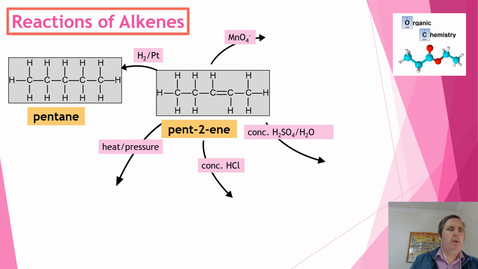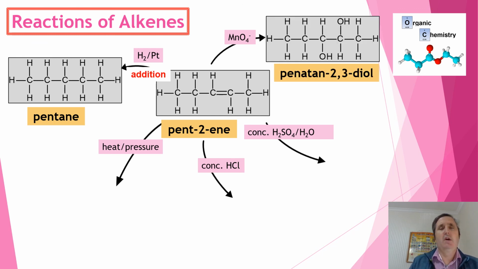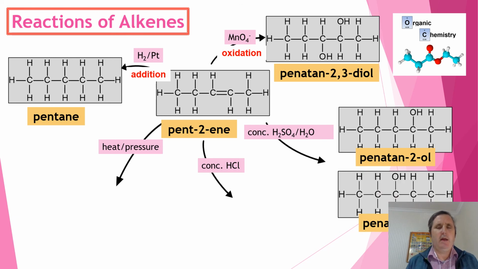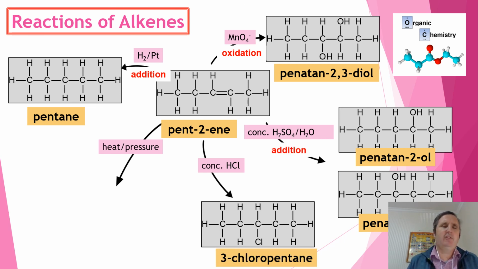So we add hydrogen with a platinum catalyst, we get pentane. It's an addition reaction. When we add the permanganate, obviously we get that diol, pentane-2,3-diol, an oxidation reaction. When we add the H2O in the presence of acid, we get this pentan-2-ol, and we possibly could get pentan-3-ol. They could go either way, and Markovnikov's rule doesn't tell us which one is favored. So that's 2 possibilities. That's an addition reaction. This HCl could also give us 2 possibilities. I've only drawn 1. And that's another addition reaction.